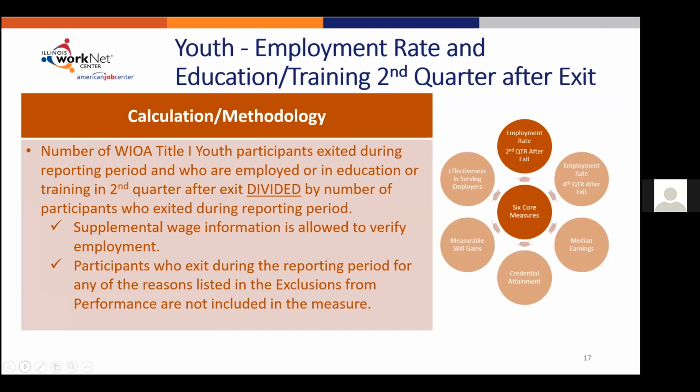Okay, so now we're going to talk about the youth employment rate or education or training count in the second quarter after exit. So this is the number of youth participants who exit during the reporting period and are employed or in education or training in the second quarter after they exit, divided by all of the youth who exited in that same reporting period.